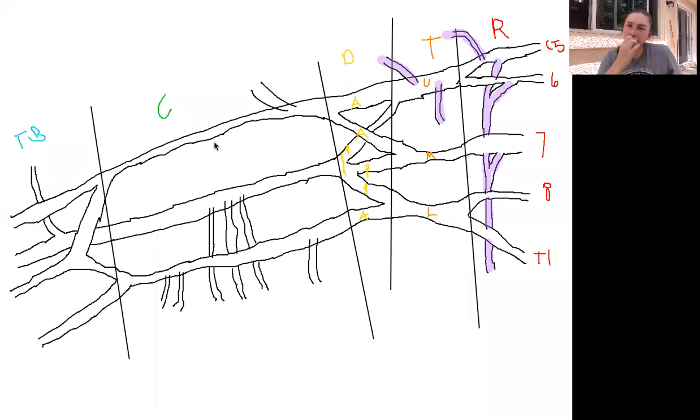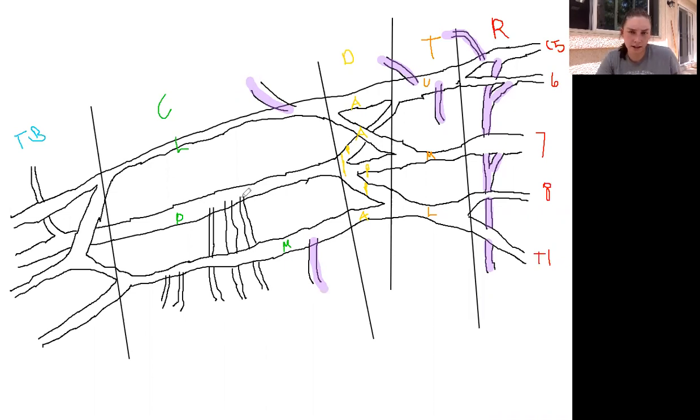All right, so the cords are divided into lateral, posterior, and medial. There are a lot more branches here, so let's change colors. Let's start with the lateral cord. Right here we have the lateral pectoral nerve. It only supplies the pectoralis major. And then the medial pectoral nerve branching off of the medial cord supplies the pectoralis major as well as the pectoralis minor.